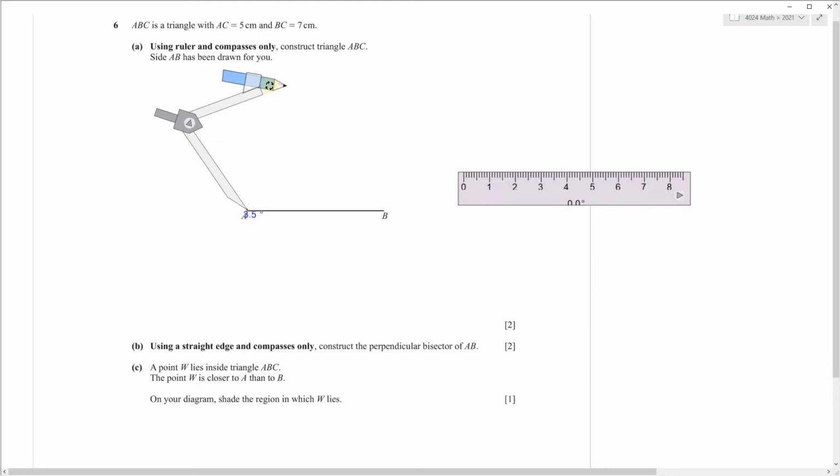And then draw an arc here. And then BC is 7 centimeters. So then I'll open up my compass up till 7 centimeters. So this is almost 7 centimeters. I'll place it at point B now and then draw another arc.